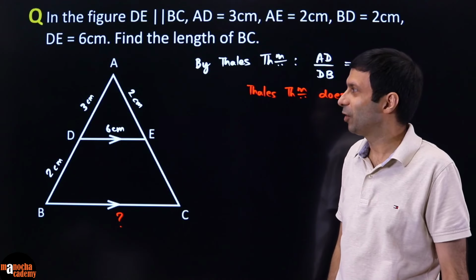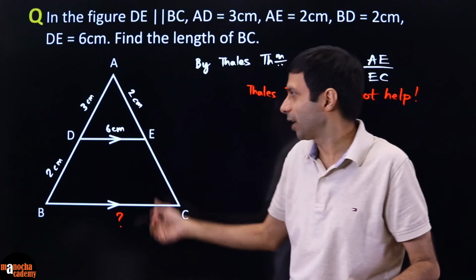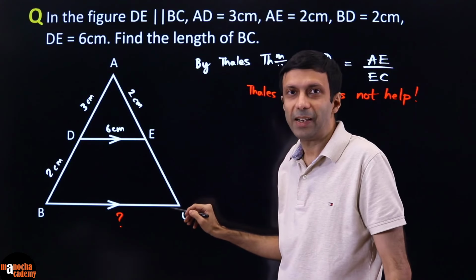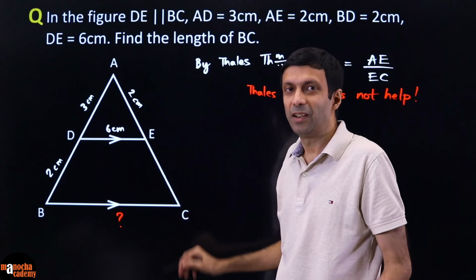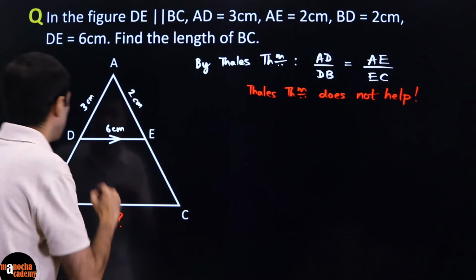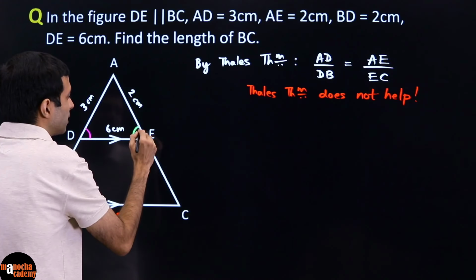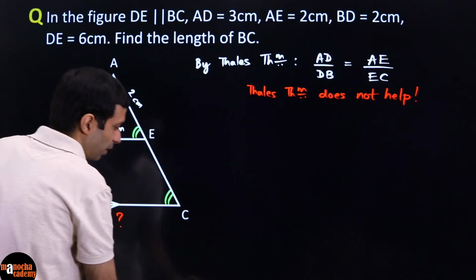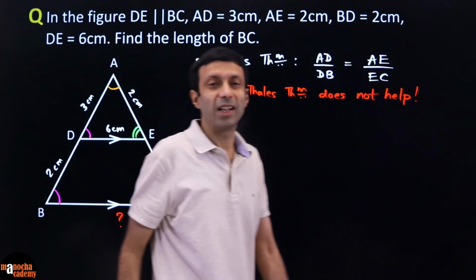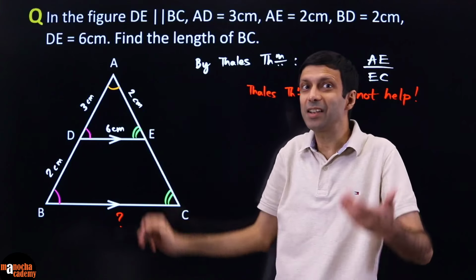One simple trick when you can't apply Thales theorem: look back at the triangles. You're looking at triangle ADE, and you want to look at triangle ABC because you want to find the length BC. What do we know about these triangles? Since the lines are parallel, this angle is equal to this angle by corresponding angles, and of course angle A is common. So the top triangle ADE and the bottom triangle ABC are similar.